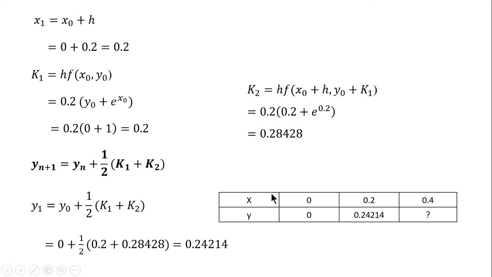I am going to modify the table. Now corresponding to x1 we got the value of y1. Now using these values we are going to find out x2 and y2. x2 I have already found out, which is 0.4. But according to the formula x2 is x1 plus h, which is 0.4.